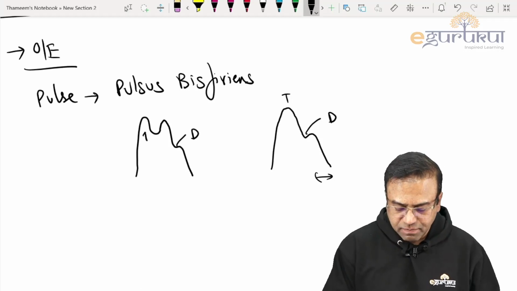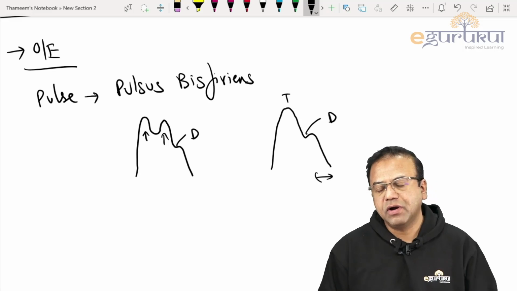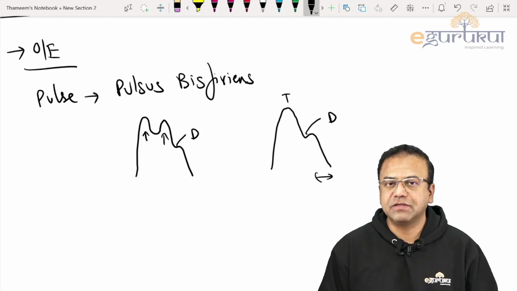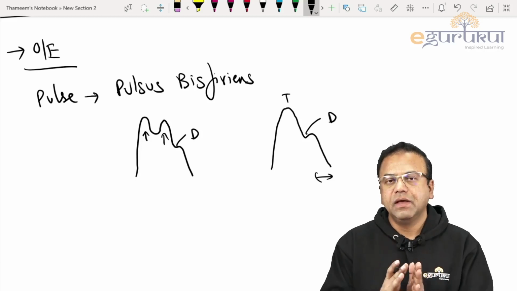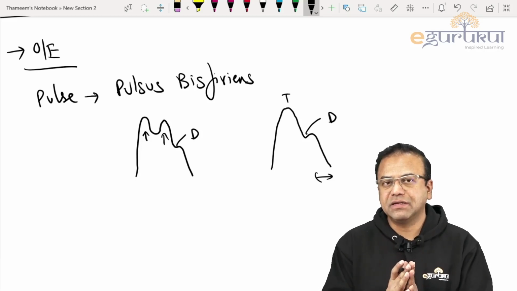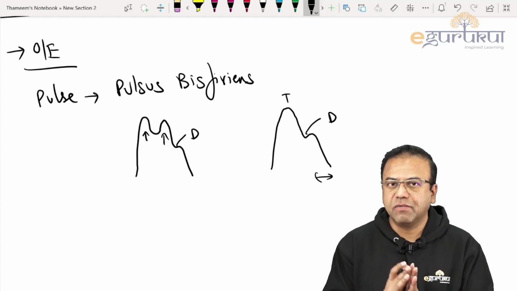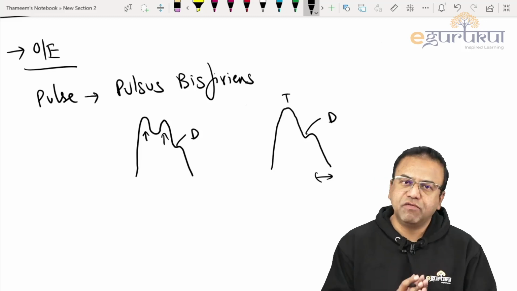Before the dicrotic notch, the patient has got two peaks, and this is an important aspect that they ask in the exam. In patients with HOCM, the pulsus bisferiens that occurs results in a double peak. Does this double peak occur before the dicrotic notch or after? Or does one occur before dicrotic, one after dicrotic, or both occurring before dicrotic?